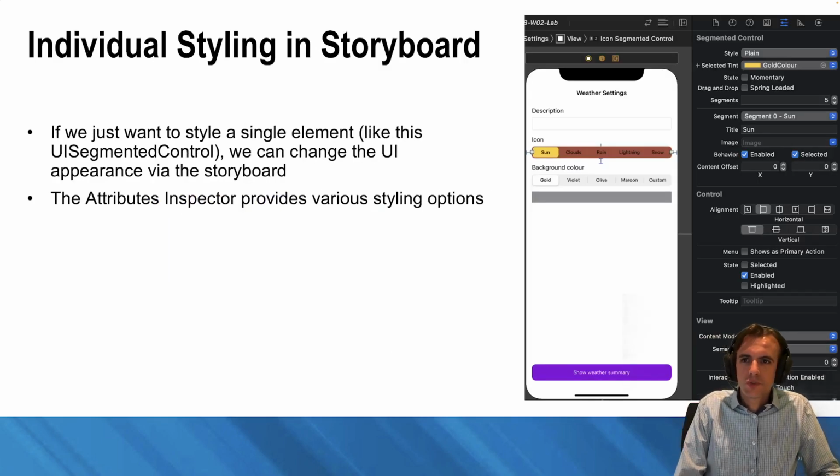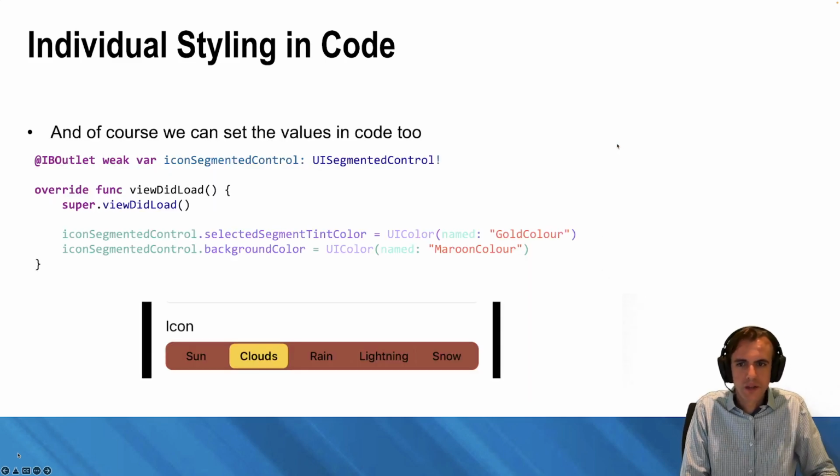It's also possible to style individual elements in the storyboard. You can just select them, and in the attributes inspector you can choose things like colors for their selected tint for this segmented control and its background. It's also possible to do exactly the same thing in code. So if you've got an outlet to a particular UI element, you can just look up these properties in the documentation and set them to configure them that way.